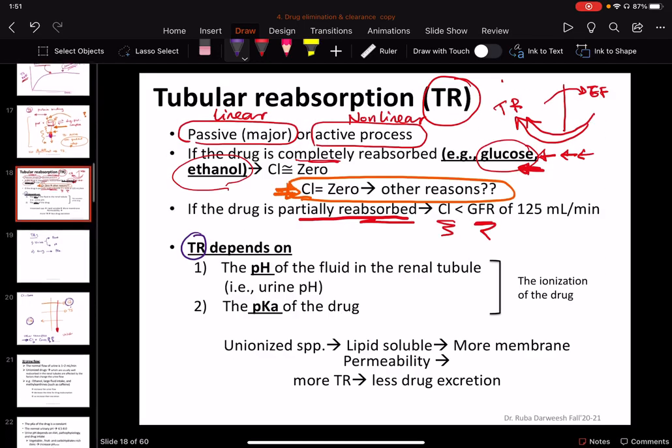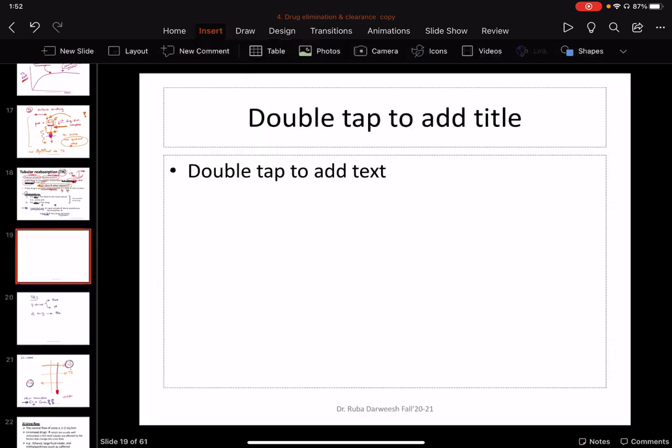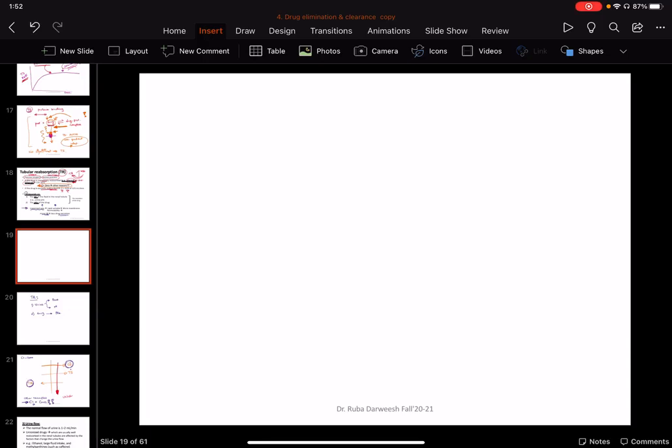Before doing so, we will go into the effect of the general urine flow or ionization. We know this is a general rule: if the unionized fraction of the drug is more, it means the lipid solubility or passing through the membrane would be more, which means more tubular reabsorption and less excretion. So be careful when we are talking about the processes. Again, I will emphasize this.